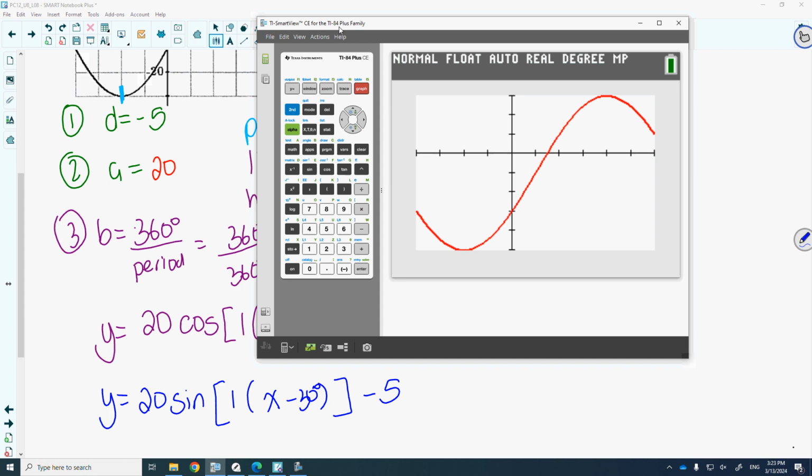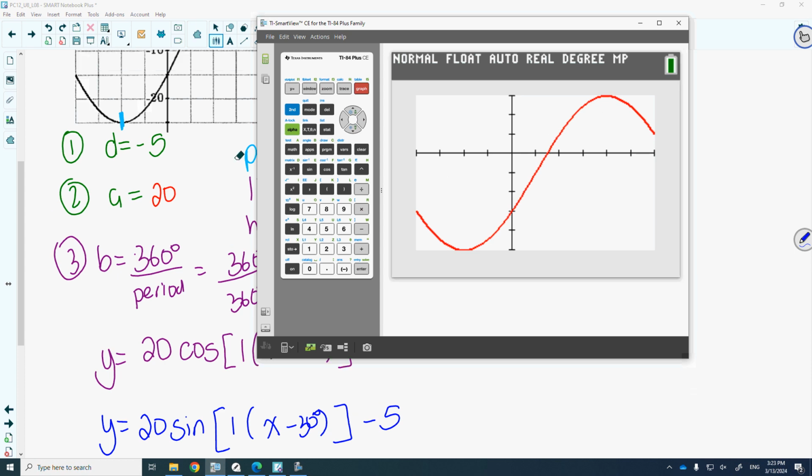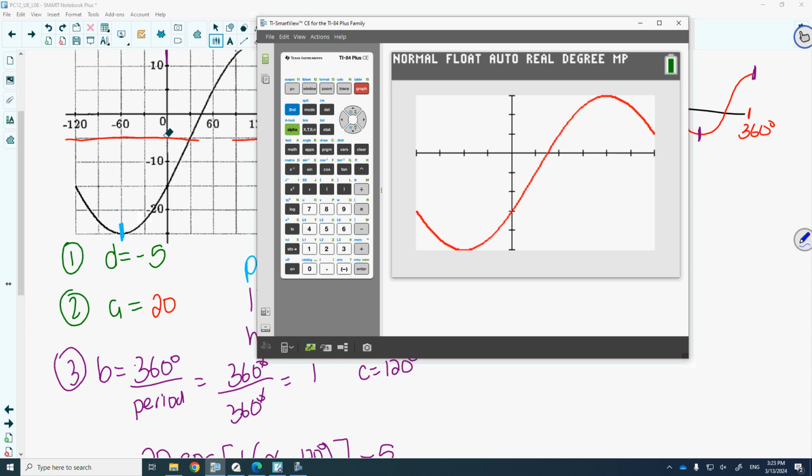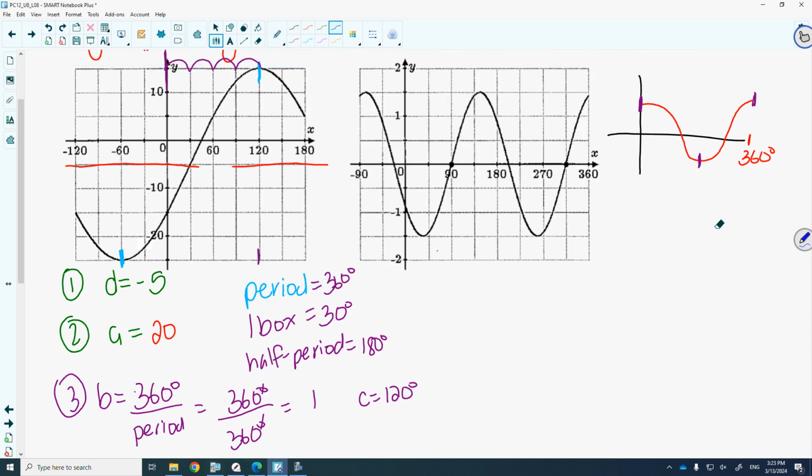Because again, the phase shift for a cos graph is measured from the y-axis to the nearest peak. And the phase shift for a sine graph is measured from the y-axis to the midline. So from here to here would be the phase shift for a sine graph. But you get the exact same picture, 2 different equations can give me the exact same picture.